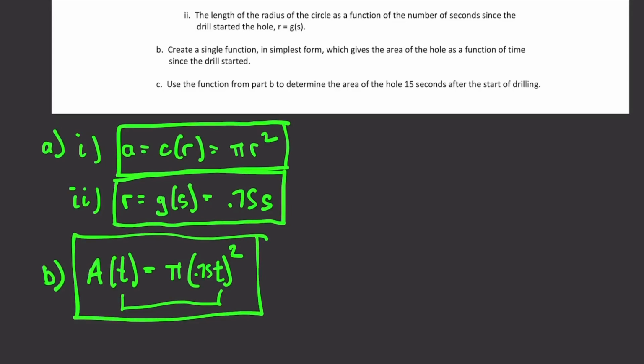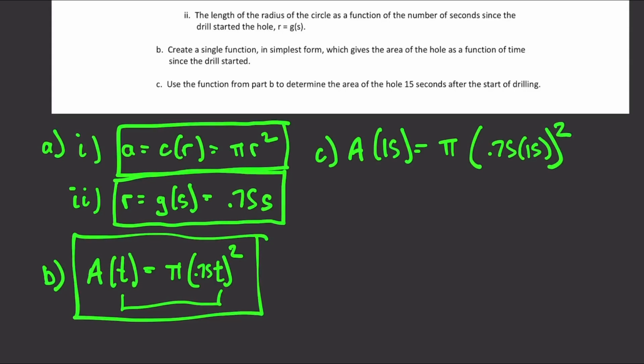Okay, so now what does it say? It says use the function from part B to determine the area of the hole 15 seconds after the start of drilling. All right, so I'm going to use this. A of 15 is going to be pi times 0.75 times 15, and I have to square that. So be careful here. You're not squaring the t, you're squaring the 0.75 t. So it's very important we use those parentheses when you throw that into the calculator. It doesn't say what to round to. I'll go nearest tenth. I got 397.6 millimeters squared.